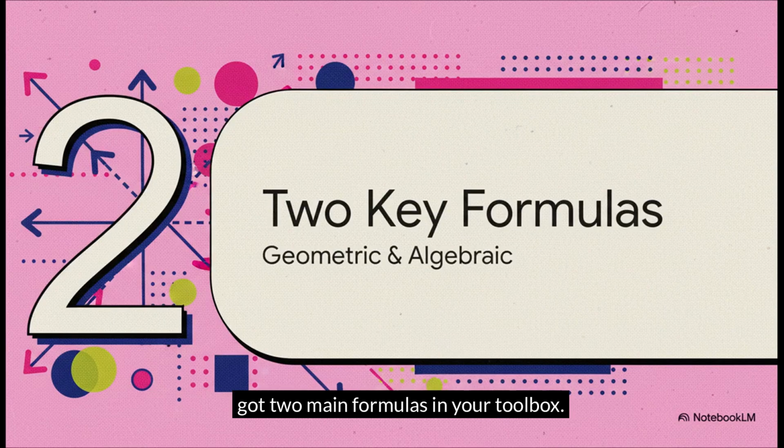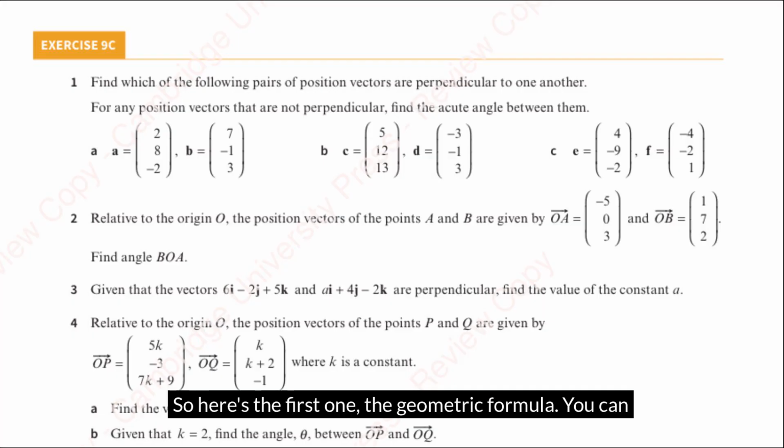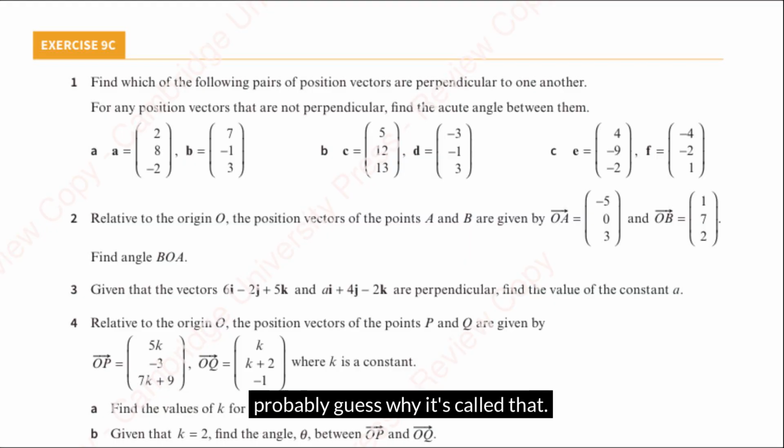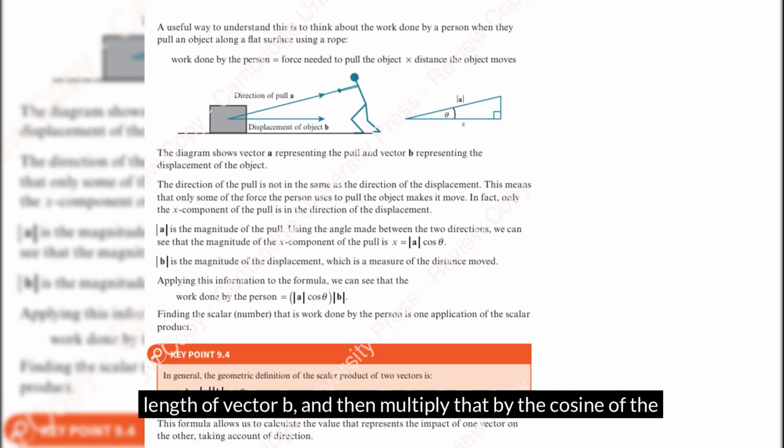Okay, so how do we actually calculate this thing? Well, you've got two main formulas in your toolbox. And which one you pick really just depends on what information you've been given in the problem. So here's the first one, the geometric formula. You can probably guess why it's called that. It uses the geometry, the angle between the vectors. All you do is take the length of vector A, multiply it by the length of vector B, and then multiply that by the cosine of the angle between them. Pretty straightforward when you have those pieces of info.